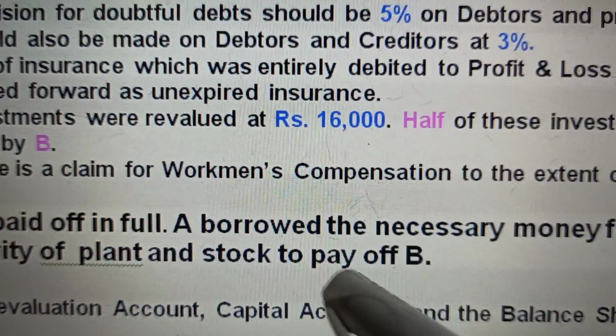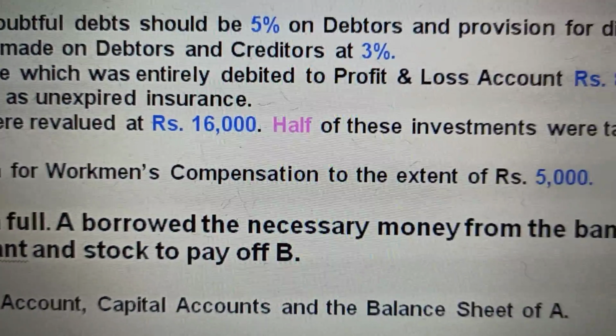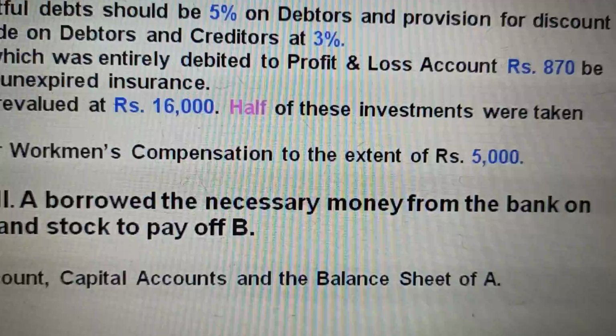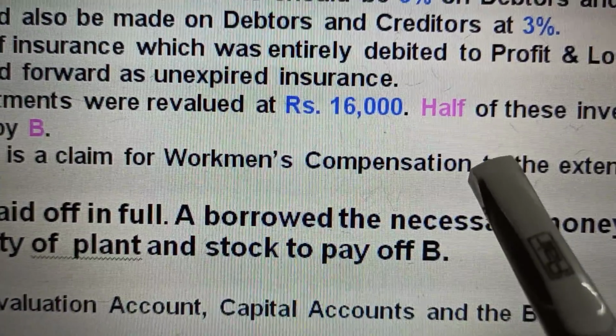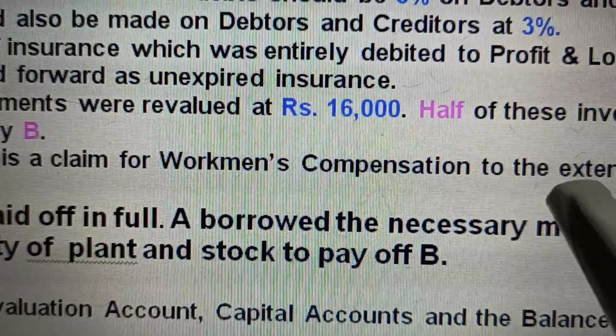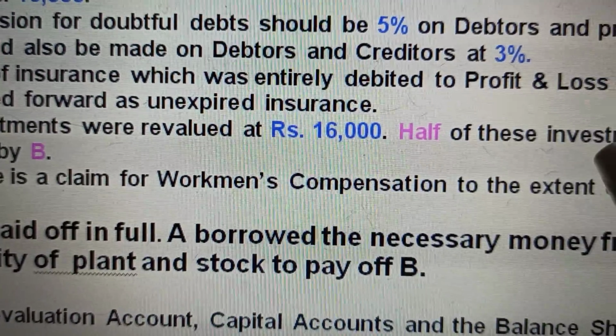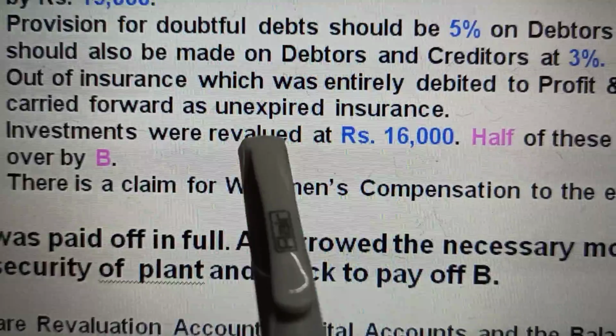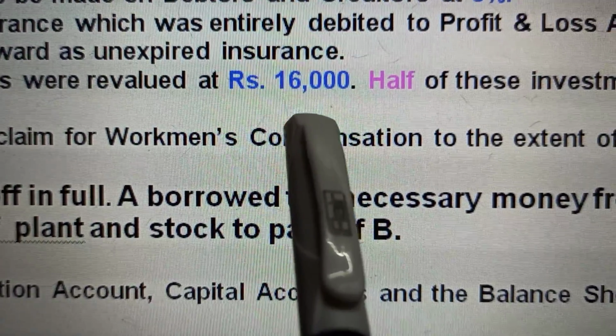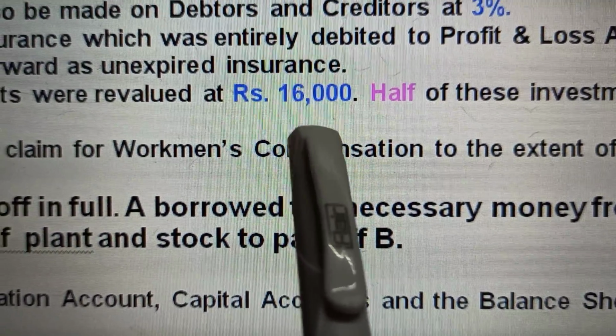Out of the insurance, which was entirely debited to profit and loss account, rupees 870 be carried forward as unexpired insurance. The unexpired insurance means prepaid insurance. By prepaid insurance, it will come on the credit side. Investments were revalued at rupees 16,000. Investments have been revalued at 16,000.